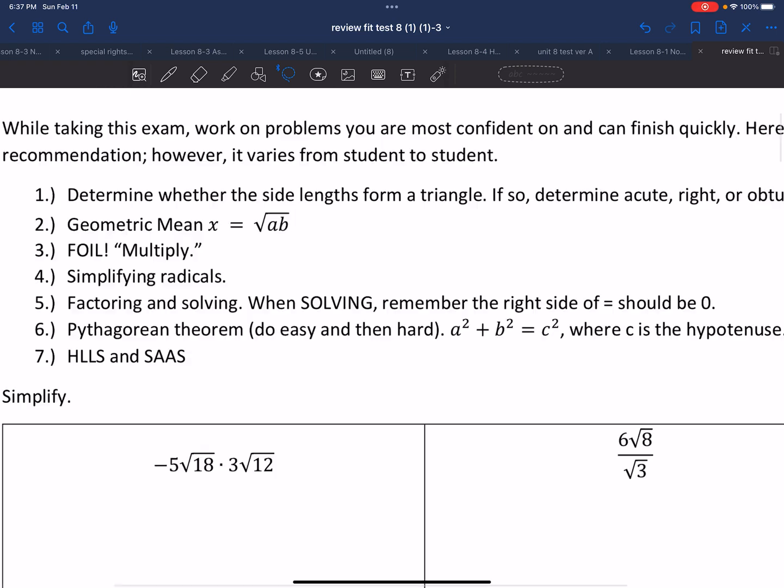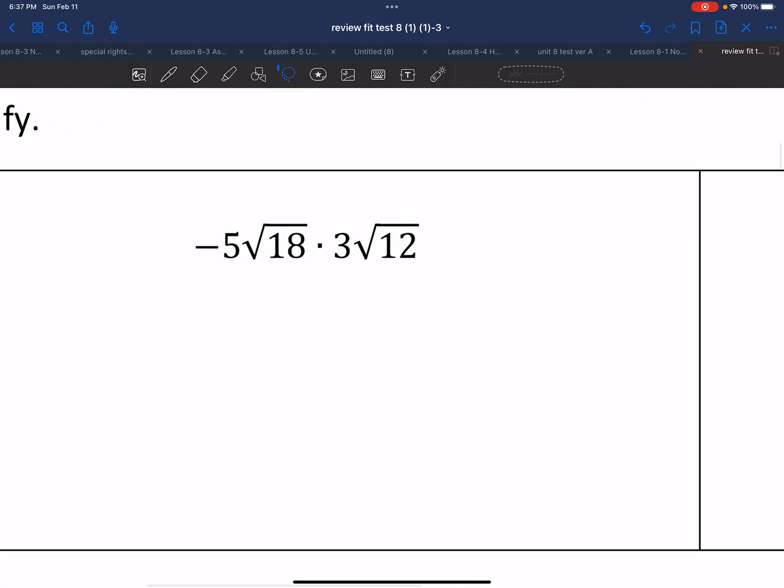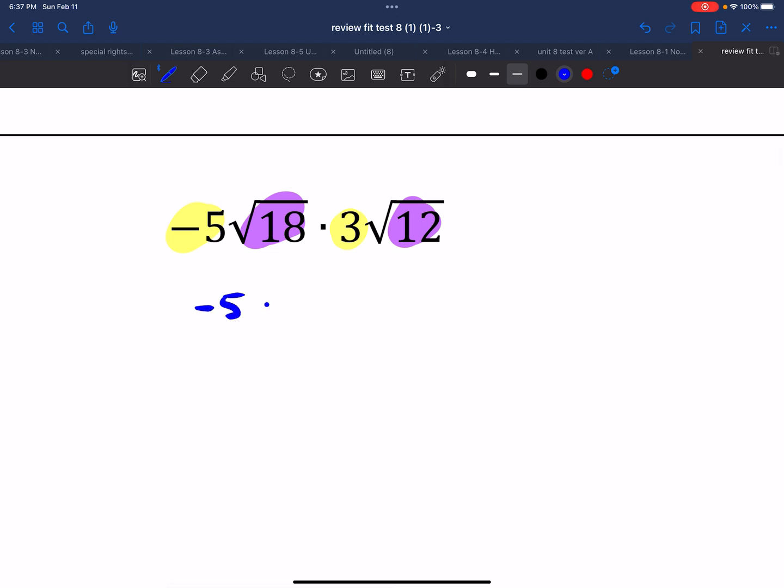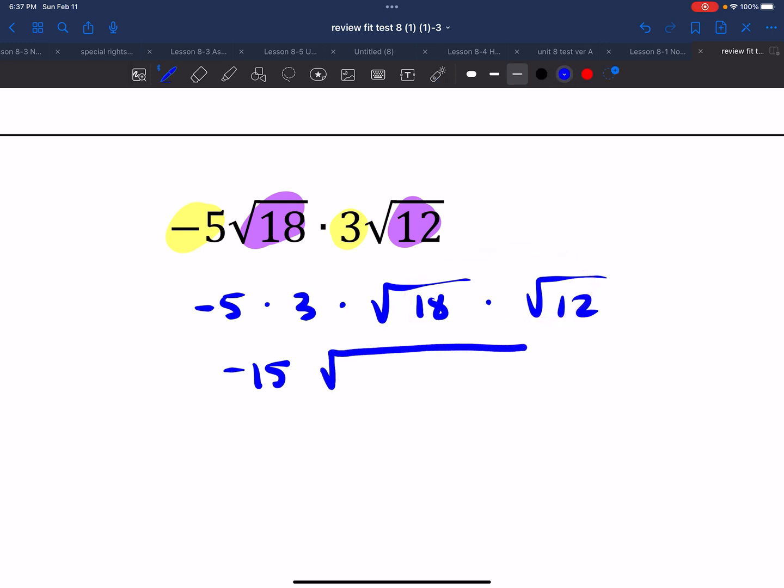Okay, so let's go ahead and take a look at this first problem. I got -5 root 18 times 3 root 12. I'm going to multiply the coefficient to the coefficient and then the radicand to the radicand. So -5 times 3 times root 18 times root 12. -5 times 3, that's easy. That's -15. And then I'm going to multiply these two radicals together like this: root 18 times 12. That's how I multiply.